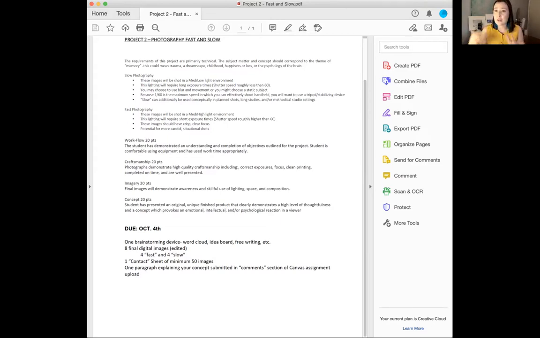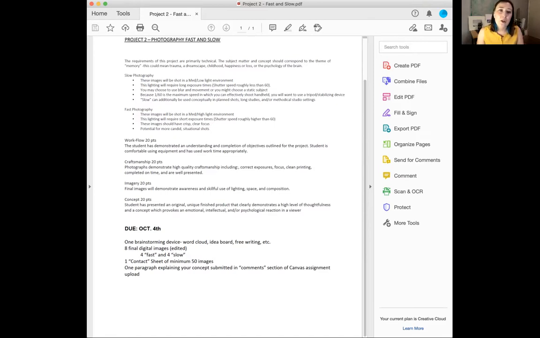So this is photography fast and slow. So you'll be turning in a set of slow photographs and a set of fast photographs, but they should connect in theme. They shouldn't be two totally separate projects. They should be two different ways of looking at the same idea of memory. So slow photography, these images will be shot in a medium to low light environment.